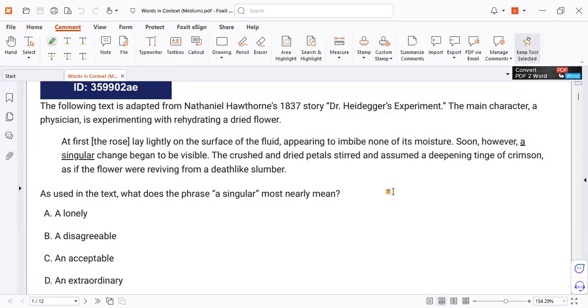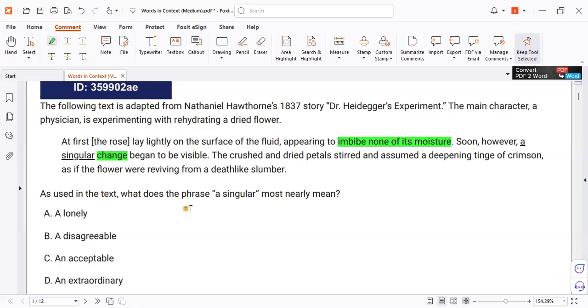B. Oh, letter B. How? Let's describe the noun change. How was the change and what is the change? How is it described? Okay. A change began to be visible. At first, the rose lay lightly on the surface of the fluid, appearing to be free of moisture. It has no water moisture.